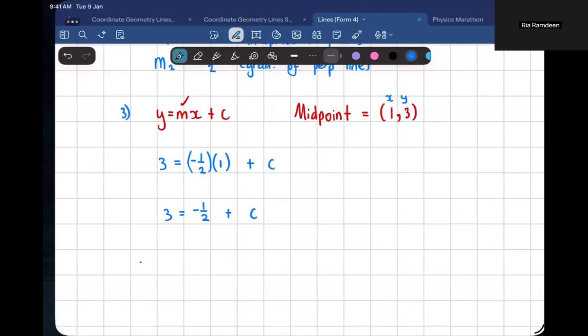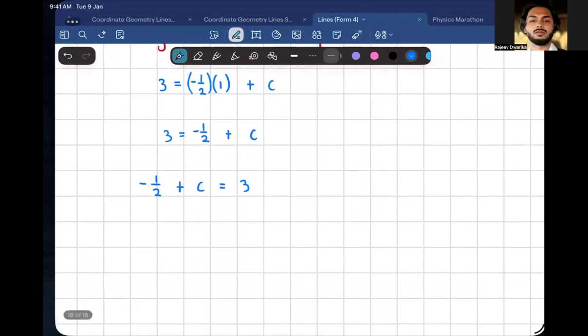Negative a half plus c equals 3. Yeah? I don't think I should have flipped it. No, it's fine, you're good. We want to make c the subject, so c is usually on the left-hand side. So you're good. What to do next?